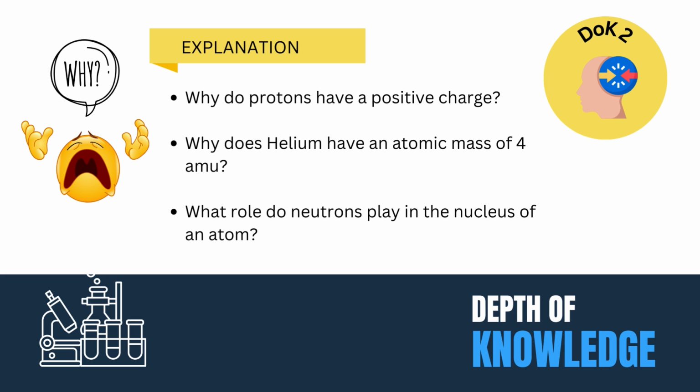Why do protons have a positive charge? Now that will require understanding of quarks, but why does helium have an atomic mass of 4 AMU? Why does lithium have an atomic mass of 7 AMU? What role do neutrons play in the nucleus of an atom? They don't have a charge. Why are they there? All right, those are DoK level 2 questions because they require students to have some level of understanding. They require students to explain a certain phenomenon.